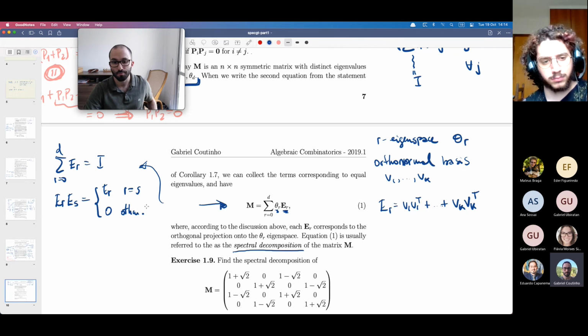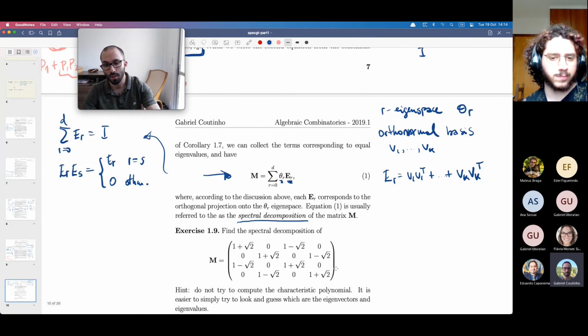Okay, so this is the spectral decomposition of a symmetric matrix, and we will be looking at this thing over and over and over across this course. So this is an example of a symmetric matrix, and I'm asking you to find its spectral decomposition. So there's a hint here.